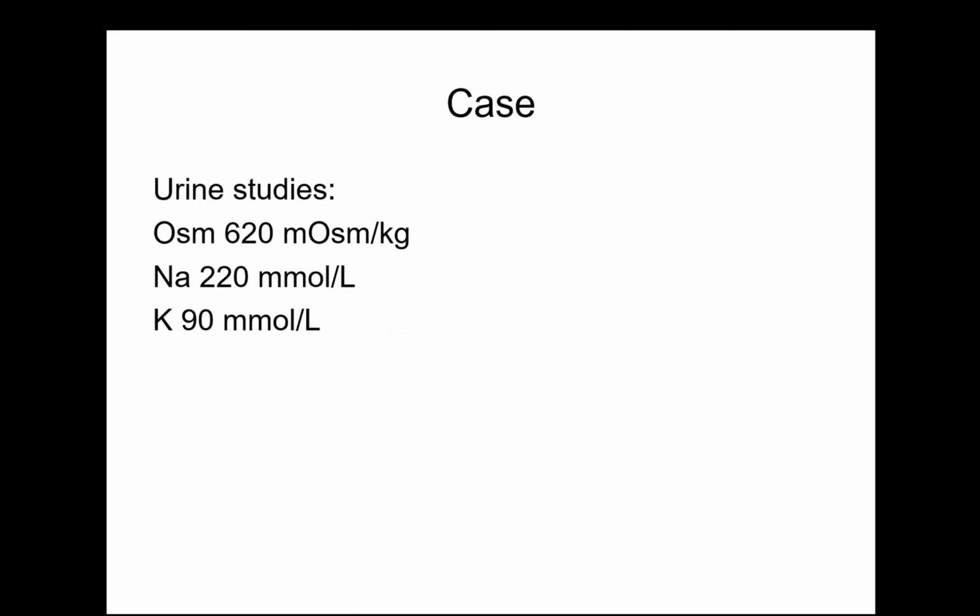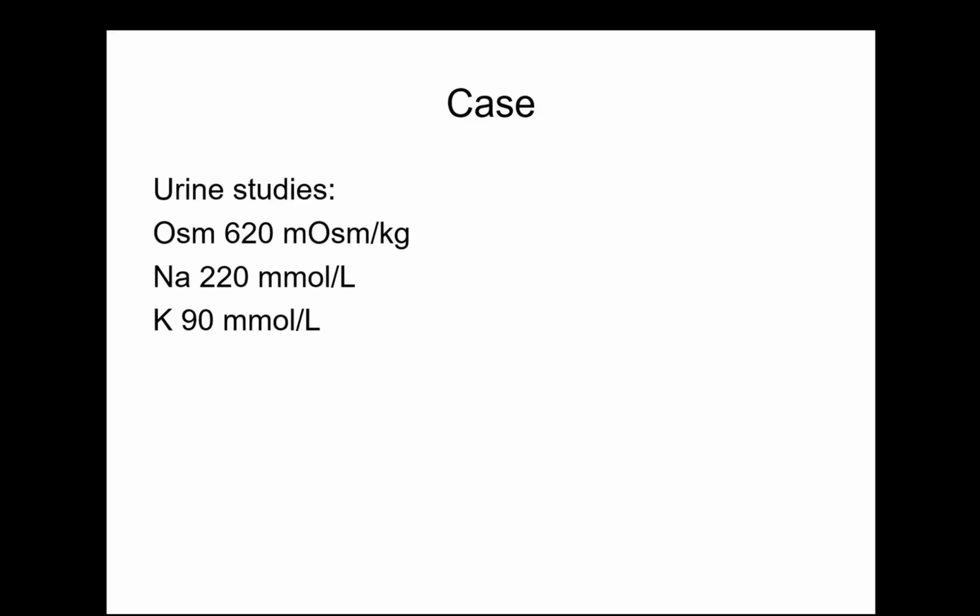Yeah, ADH is present. Why do you say ADH is present? Because the urine is concentrated and we have excretion of the sodium. So in a way, our body is holding back the water, but not the salt, which is what ADH does. Okay, so the urine osmolality is 620, which is much higher than the serum osm. So you know the ADH is present.